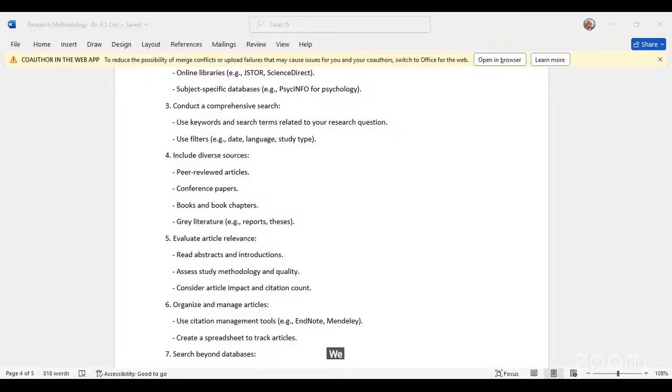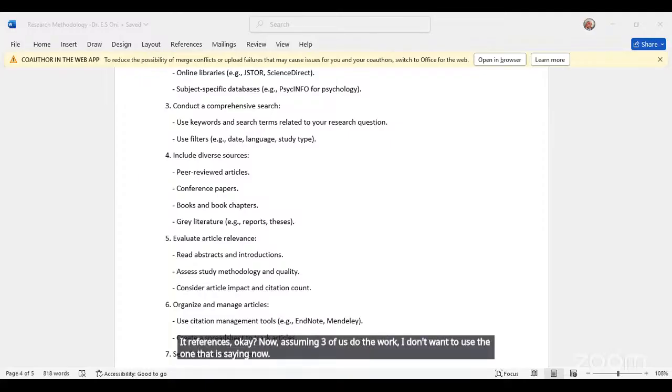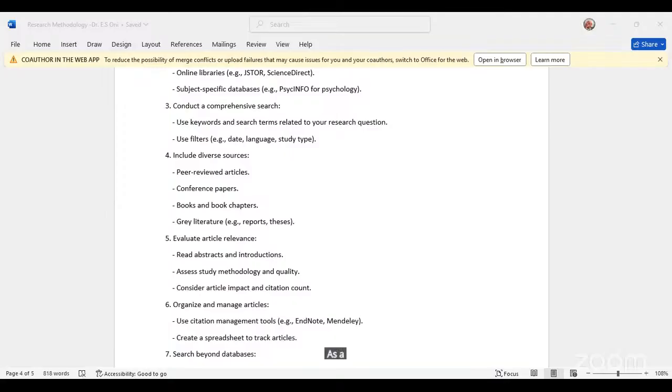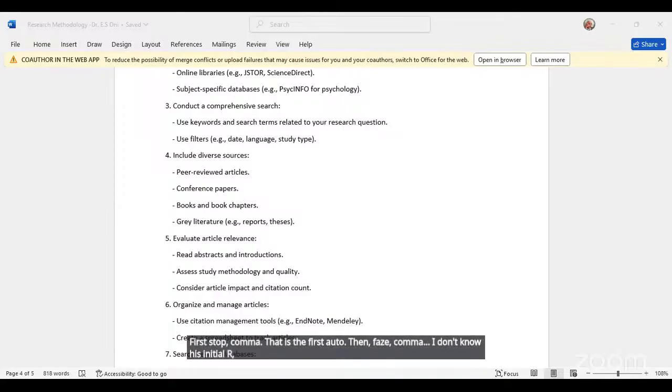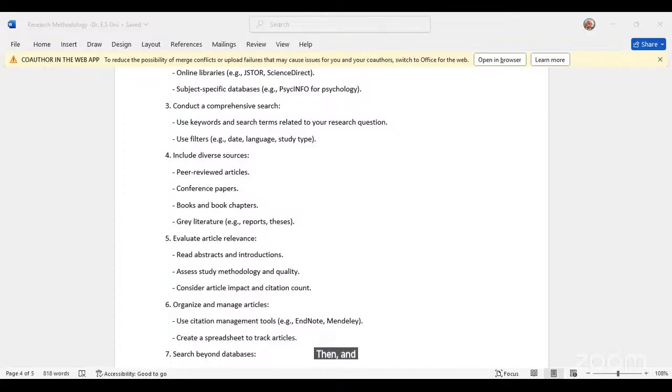We are going to the reference list, the main reference behind when you've done your work. That's what they call references. Now, assuming 3 of us did the work, I don't want to use the one that is here now. I say Oni, comma, the lead author, T, full stop, K, full stop, comma, that's the first author. Then Fasasi, comma, I don't know his initial, R, full stop, comma, then Oke, comma, G, the year 2025. That is how you start the references.